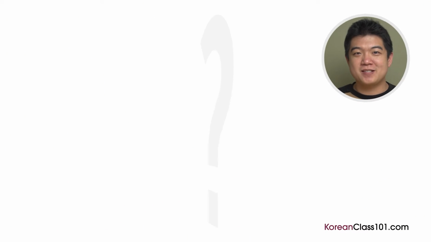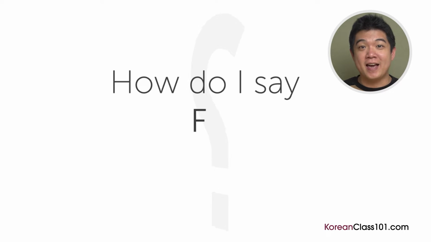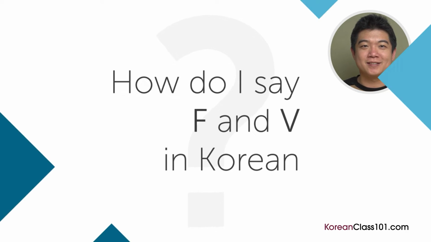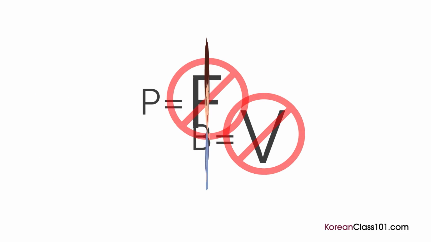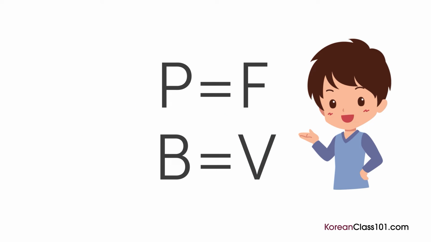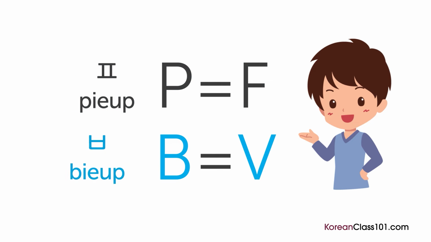The question for this lesson is, how do I say F and V in Korean? Actually, there are no fu and vu sounds in Korean. In fact, there is no difference between pu and fu or bu and vu. Therefore, the pu and fu sounds are both pronounced as piup, and bu and vu as biup.